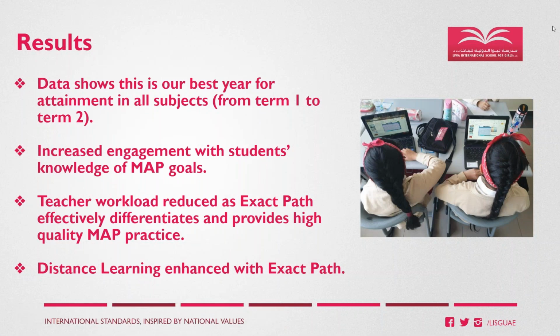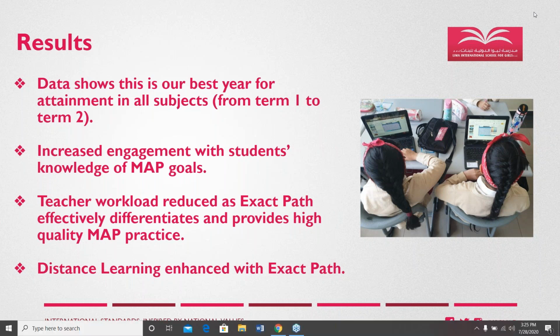All right, so just some key results. Although we didn't do MAP assessments in term 3, from term 1 to term 2 this year, we've seen the best in terms of attainment. So we've seen the biggest attainment jumps from term 1 to term 2 this academic year. That's been a real win. We're very proud of that, and Exact Path has definitely had a part to play in that.